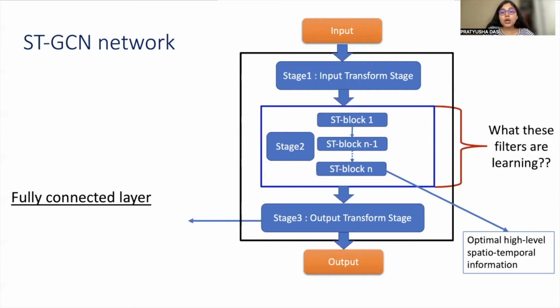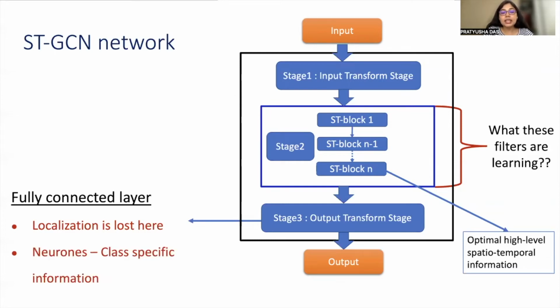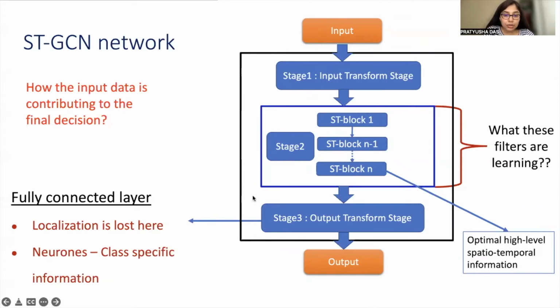Now, once in the output stage, we apply the fully connected layer, the localization is lost, but the neurons at this stage basically capture the class-specific information. So how the input data is contributing to the final decision. And for that, we are designing this GradCam method for STGCN.